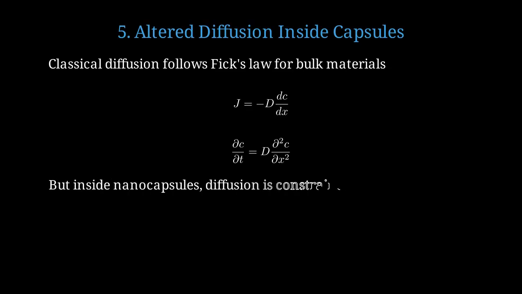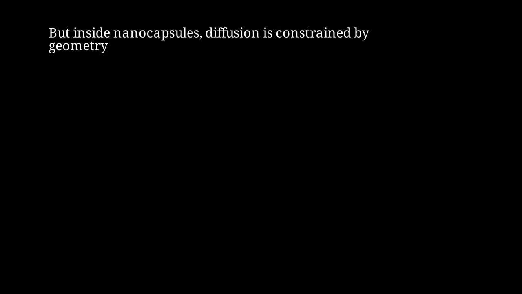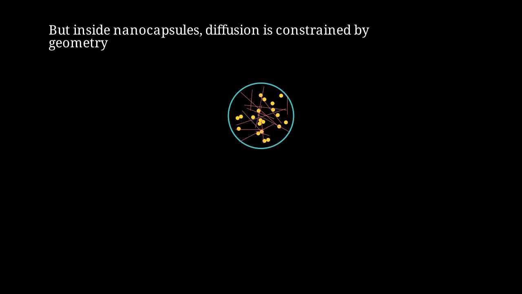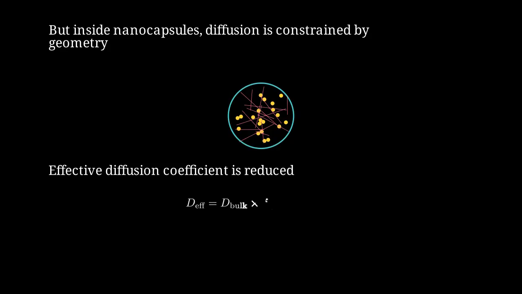But inside nanocapsules, molecules are so confined that they constantly interact with the walls, breaking the assumptions of Fick's law. Molecules are constantly colliding with the walls and each other. Their paths are highly constrained compared to bulk diffusion. The effective diffusion coefficient inside the capsule can be 10 to 100 times smaller than in bulk solution. We write D effective equals D bulk times some function of confinement that accounts for the geometric restrictions.